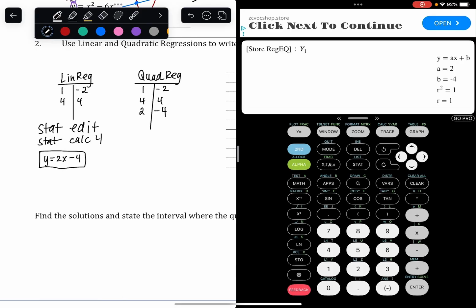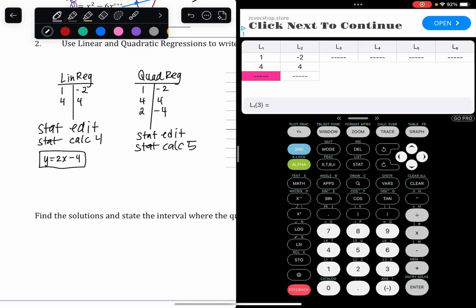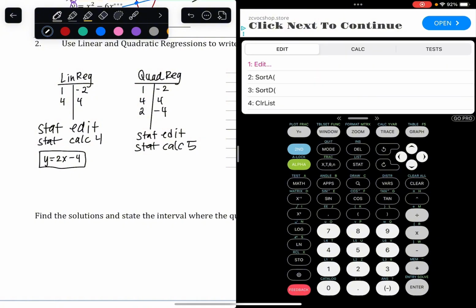And now for QuadReg, we're still going to do Stat Edit. We've got to put this table in, and then we're going to do Stat Calc 5 for QuadReg. So Stat Edit. We already have 2 of the points, we just need to add that third point. Okay, and then now we're ready. Stat Calc 5.